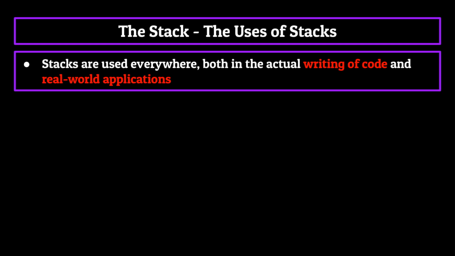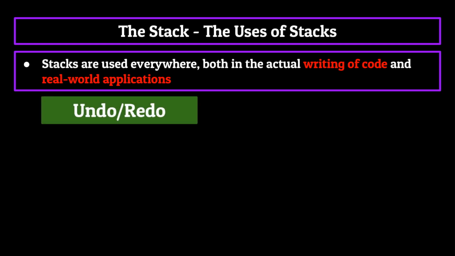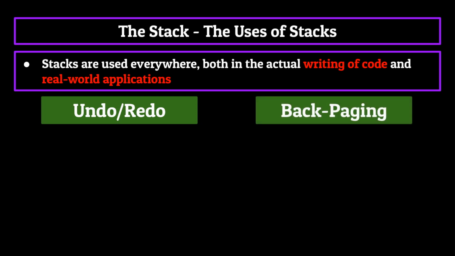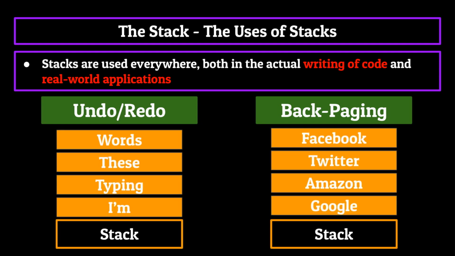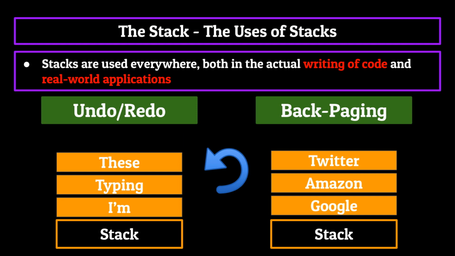Some other examples of stack-based functions that you use every day include the undo-redo button in word processors and the back-paging on web browsers. Both of these continually add tasks you've completed to a stack, either a web page you visited or a word you typed. And then, when you press undo or go back a page in Chrome, they pop off whatever the last task was off the stack and bam, you're right back to where you were a second ago. It's like magic, but better.